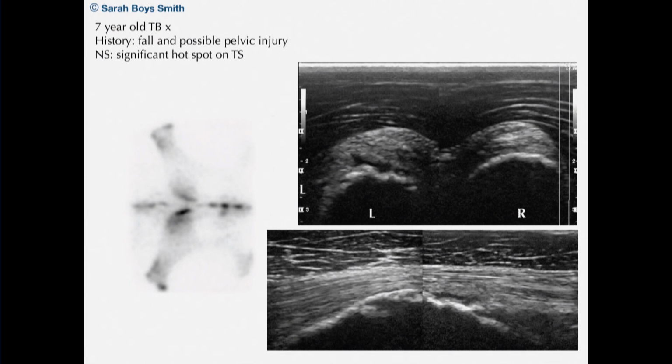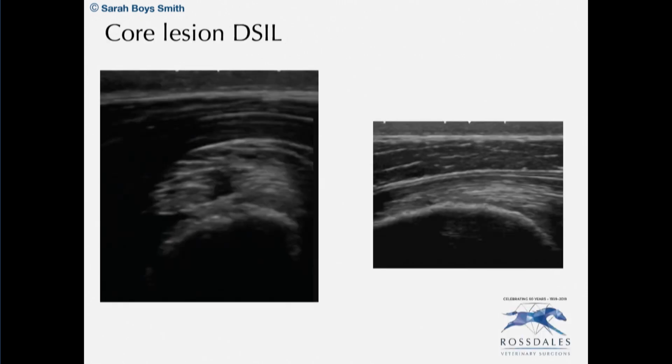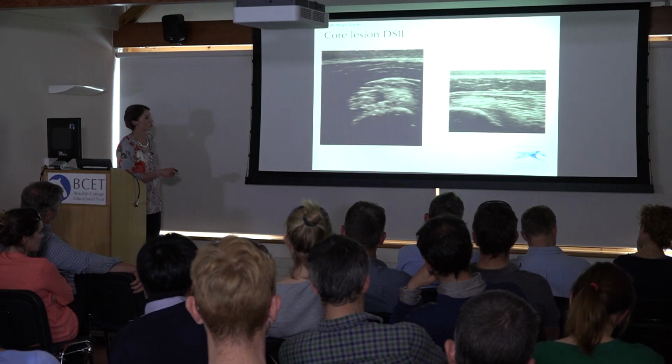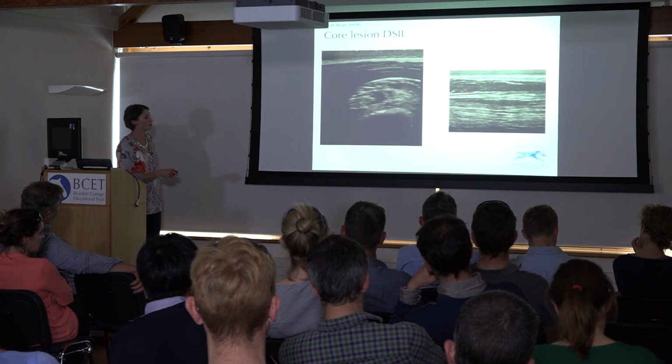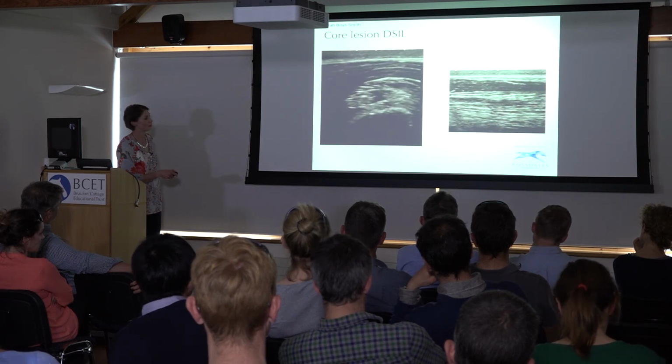This was a horse, a little cobby cross pony, that presented with very focal pain over the left tuber sacrale. And we can see here that we've got an obvious core lesion within this dorsal part of the dorsal sacroiliac ligament, and we can establish that on our longitudinal view as well. So we've got a reduction in our longitudinal fibre pattern that we can pick up here as well.